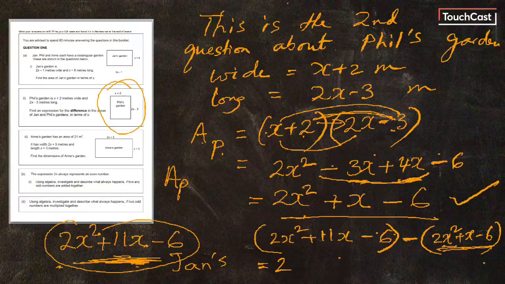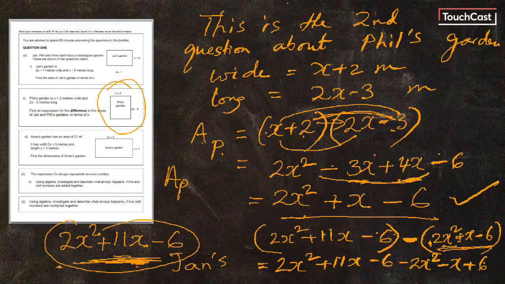So that gives you 2x squared plus 11x minus 6, and negative times positive gives you negative 2x squared. Negative times positive x gives you negative x. Negative times another negative 6 gives you positive 6.